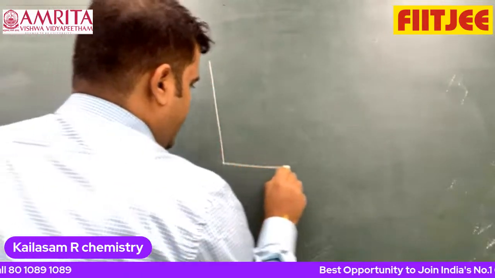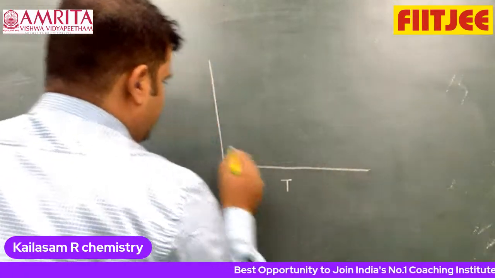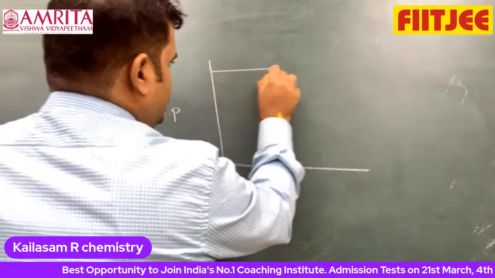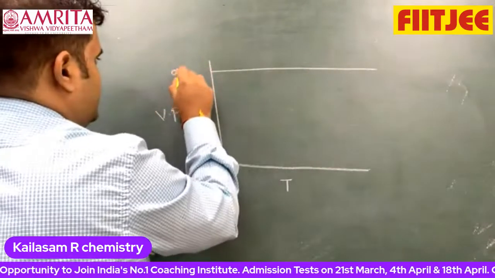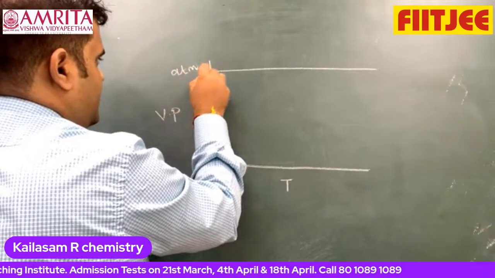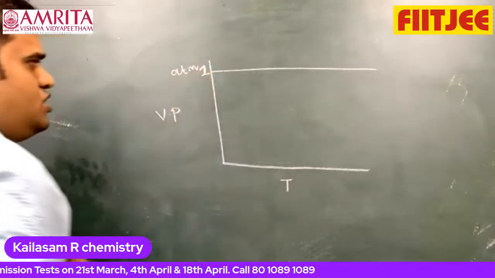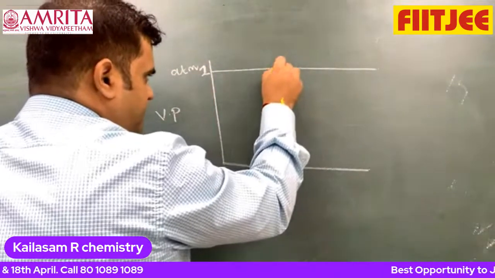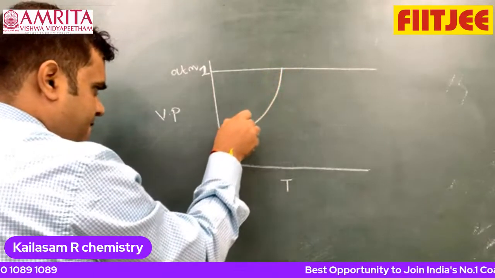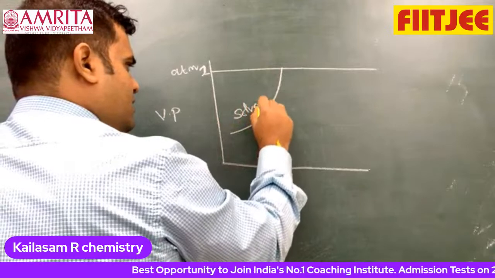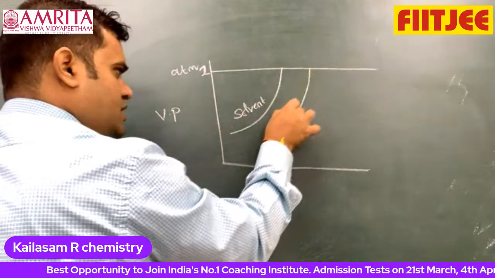Now, this axis is temperature and this is vapor pressure. This is nothing but 1 atmosphere. This curve is the solvent, and this one is the solution.